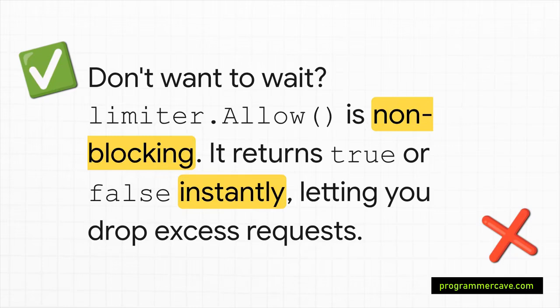But what if waiting isn't an option? What if you need an answer right now? For that, we have allow. Instead of blocking, it just gives you an instant yes or no, a simple Boolean. This is great for when you'd rather just drop or reject extra requests when you're getting slammed, instead of making everyone wait in a long line.